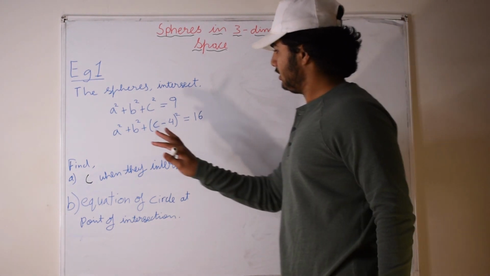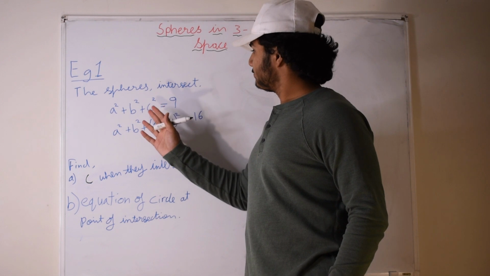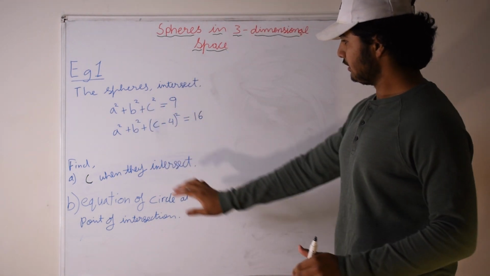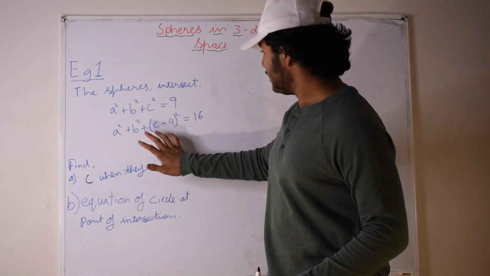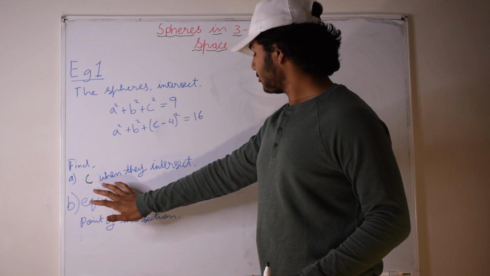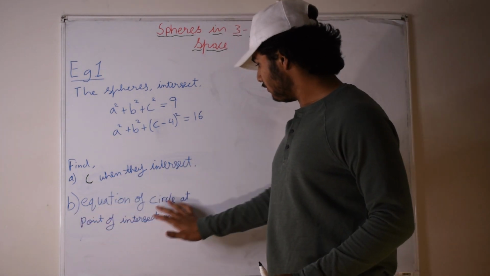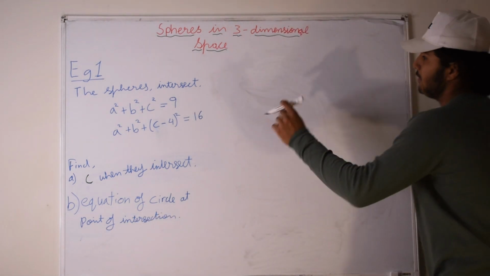Let's get on to the example that we've been given. It says the following spheres have been given equations, and it tells us they intersect. Find A, the value of C, when they intersect, and B, the equation of the circle at the point of intersection. So we'll start with A over here.